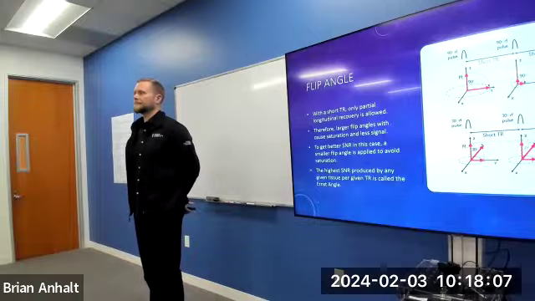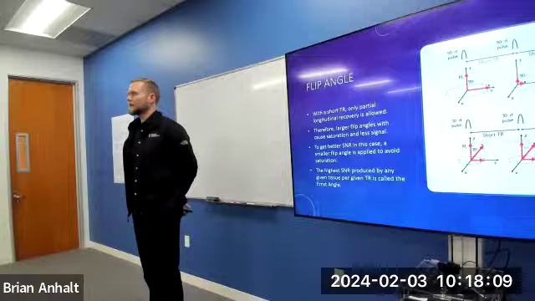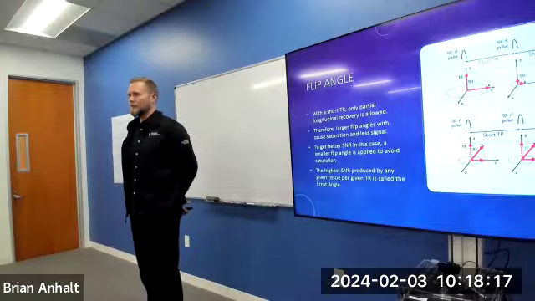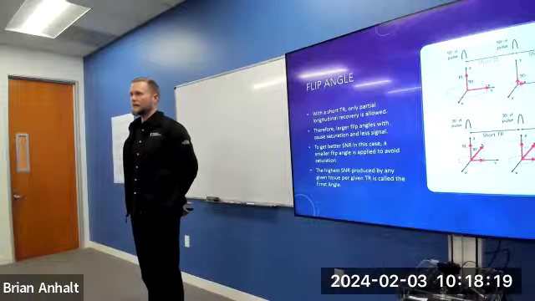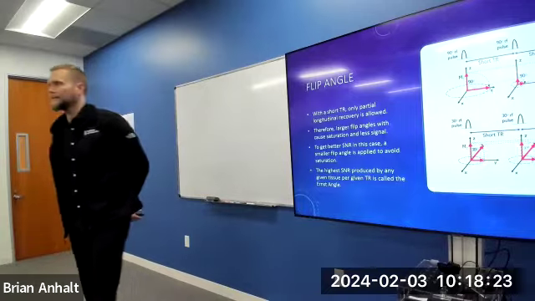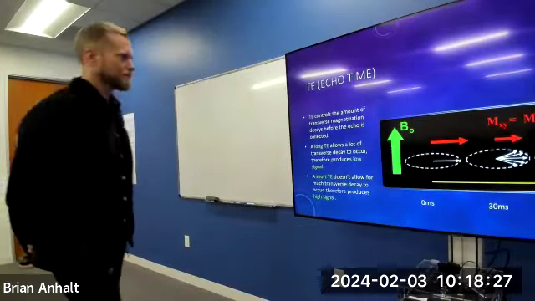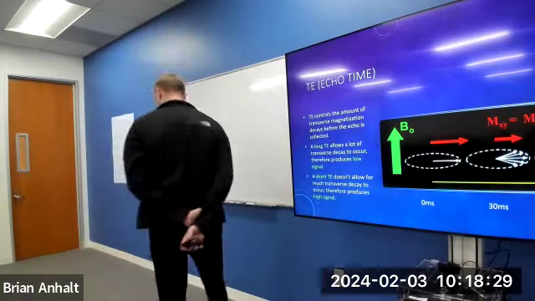Following me? With a long TR, what is the flip angle you want for the best SNR? 90, right? For shorter TRs, it can change. It's going to probably be lower flip angles, dependent upon the tissue we're looking at. You good with TR and flip angle?